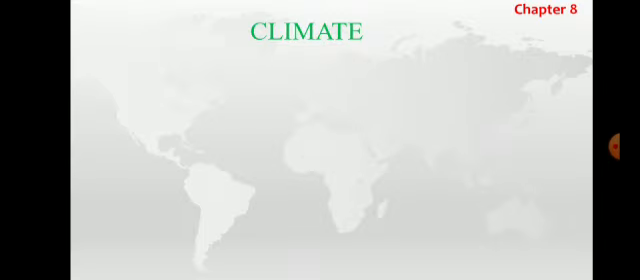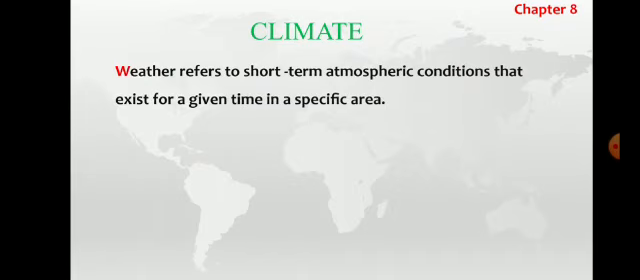India's climate is tropical monsoon type. Before going to the chapter, we'll see the difference between weather and climate. I know that you have learnt in your previous classes regarding weather and climate, but still, once we recall it. Weather refers to short term atmospheric conditions that exist for a given time in a specific area.